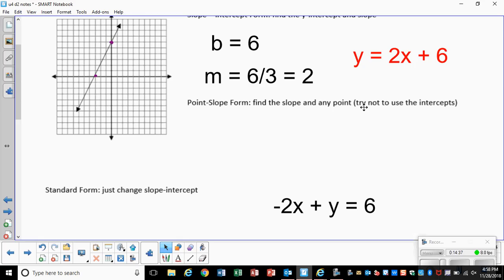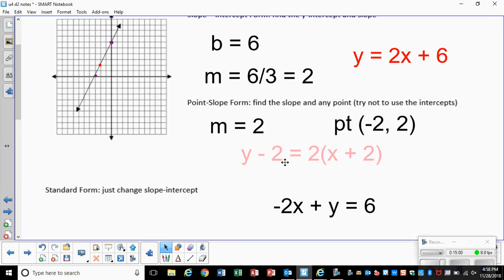Okay, so for this one, I'm going to choose a different color. The slope is the same. We already found it. It's 2. I'm going to choose this point right here. I know, again, it's not really on there, but we're going to pretend it is. So my slope was already 2, and I'm going to use the point negative 2, 2. So I'm going to plug it into that form. So y minus the 2, y1, equals 2, my slope, times x plus 2. And the reason it's a plus is because I would be doing x minus negative 2, and I just gave you the simplified thing.